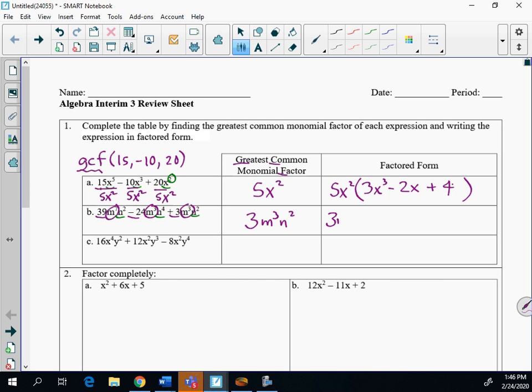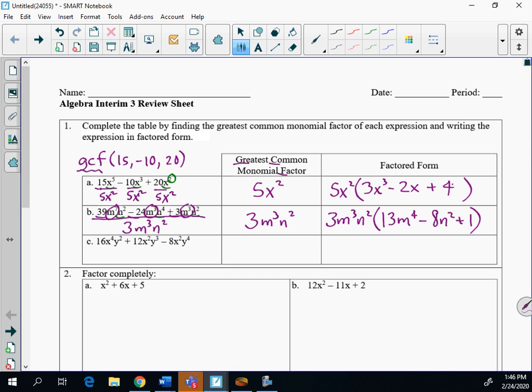We write it to the side, 3m cubed n squared, and then in parentheses, after we go back and divide all of these by 3m cubed n squared, we get 13m to the 4th minus 8n squared plus 1. So don't forget the plus 1.